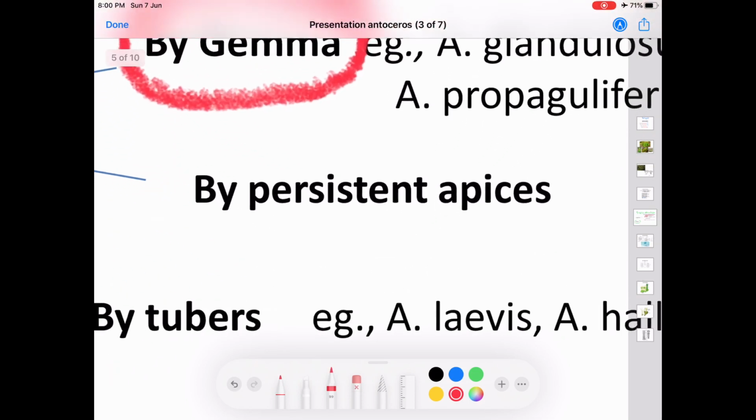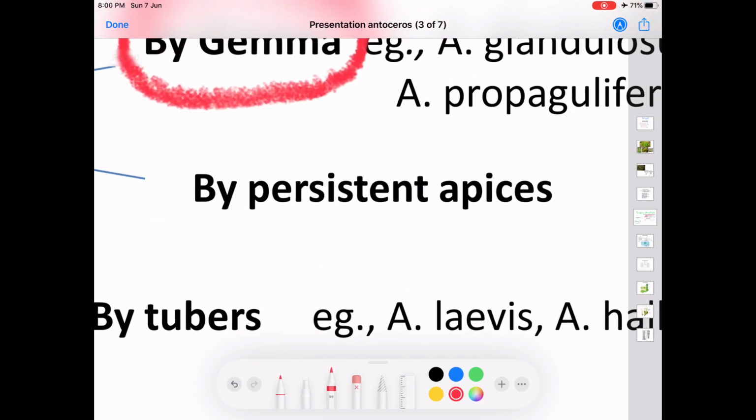Now the third method is by the persistent apices. Due to the prolonged dry summer or towards the end of the growing season, the whole thallus in some species dries and gets destroyed except the upper growing point. Later, it grows deep into the soil and becomes thick. Under favorable condition, it develops into a new thallus.